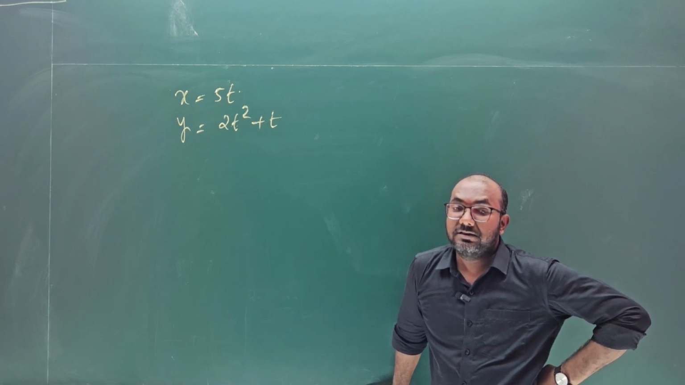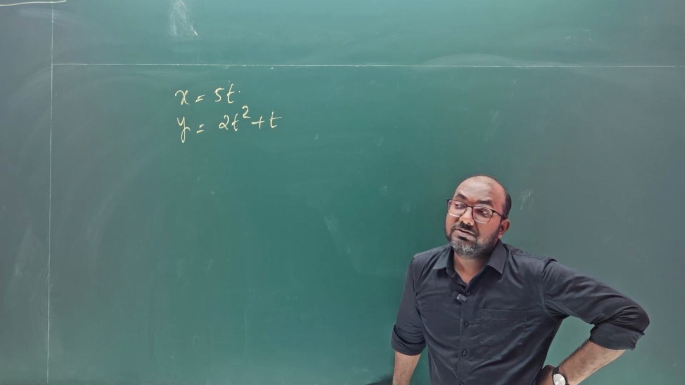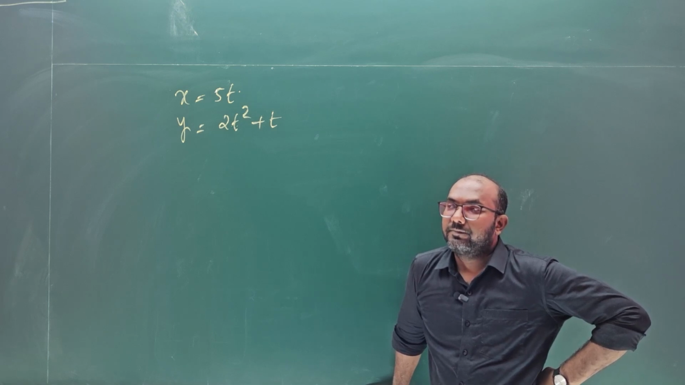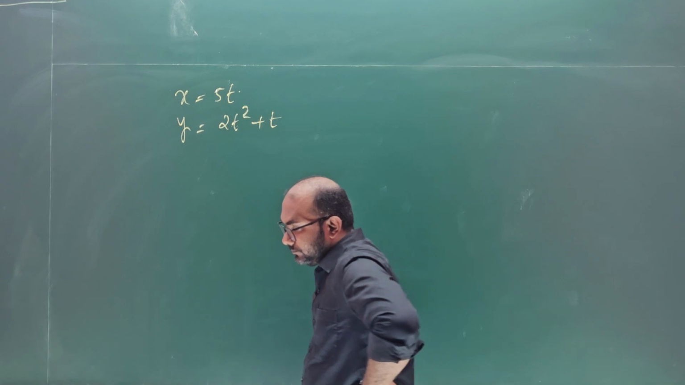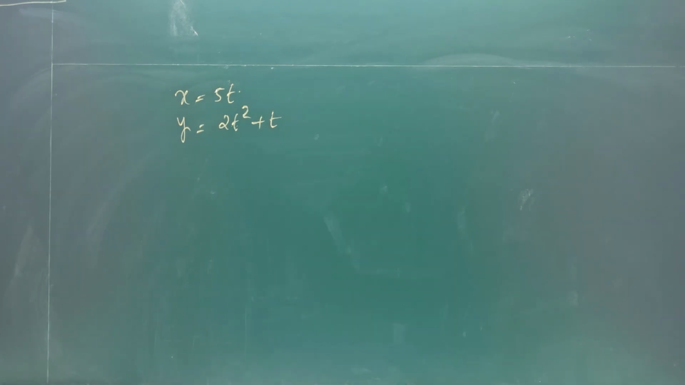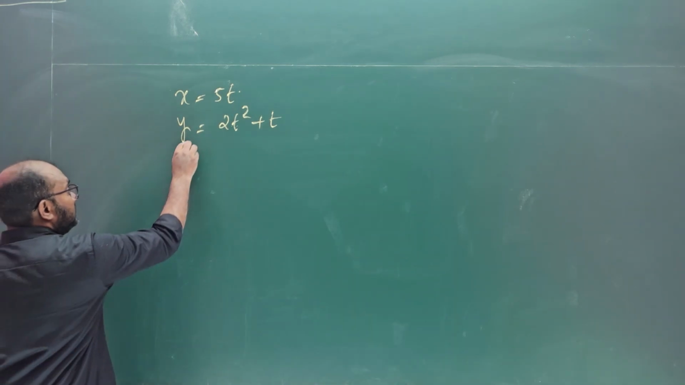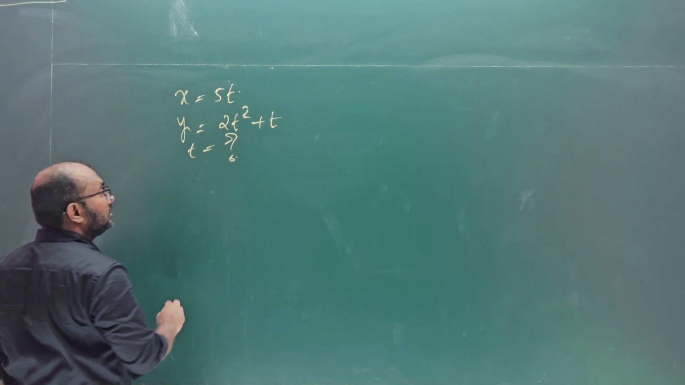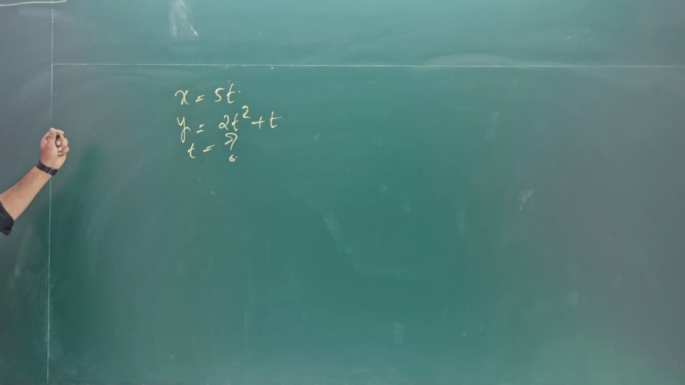Whenever the angle is given as 45 degrees, that means x and y at those coordinates become equal. Come on, try this. Okay, anyone got the answer? t is equal to question mark. Anyone got the answer? No? Okay.